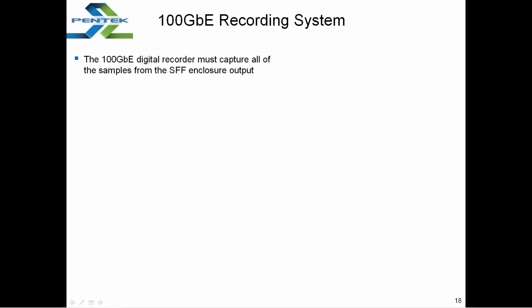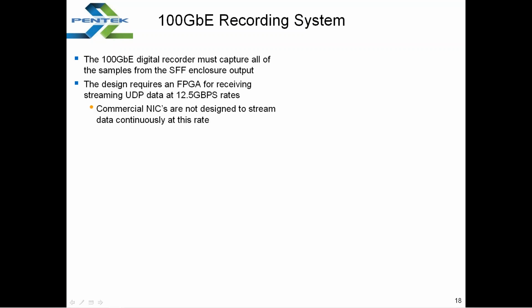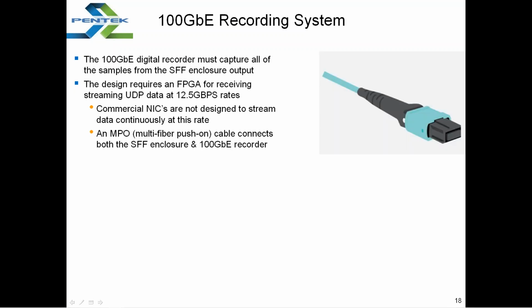Now the recorder itself must capture all of the samples from this small form factor enclosure. This design requires an FPGA for receiving streaming UDP data at that 12.5 gigabyte per second rate. Commercial network interface cards are not designed to stream data continuously at these high rates. Now we need a connection point, so we have an MPO, which is a multi-fiber push-on cable that connects both the small form factor enclosure and the 100 gigabit Ethernet recorder.